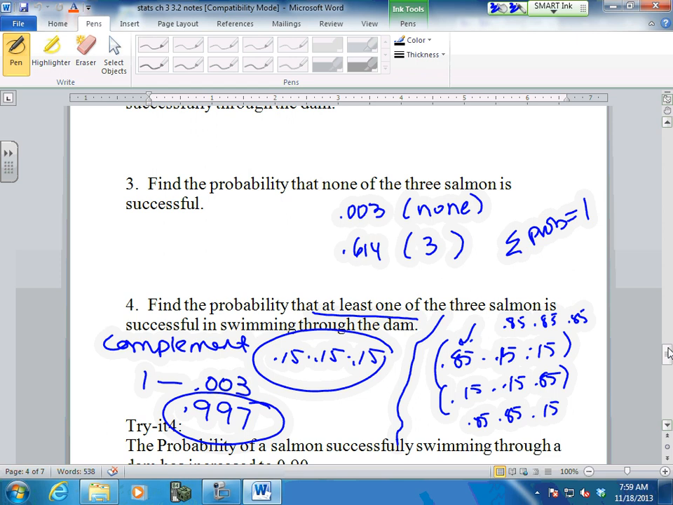The sum of your probabilities always adds up to 1, all possible things. So therefore, we'll just take the shortcut and use our complement case. Make sense?